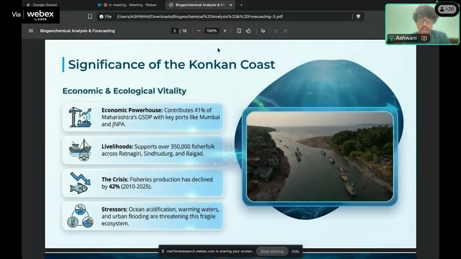Along with this, we have also seen a vast decline of around 42% in fisheries collection in this region, which led us to believe that a lot of climatic factors like ocean acidification, warming of water, and urban flooding are responsible for this. So, to understand it deeply, we are implementing our model and research on the Konkan coast.